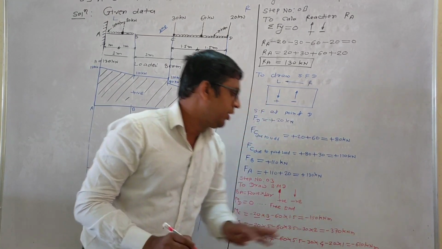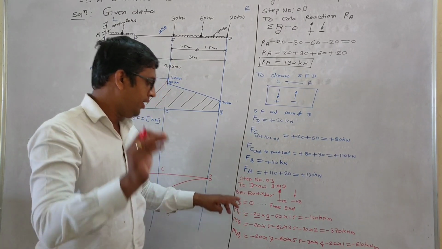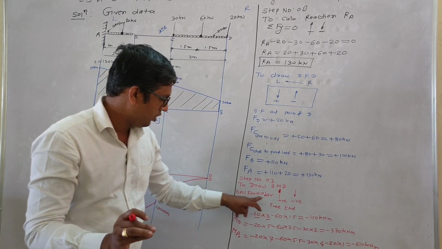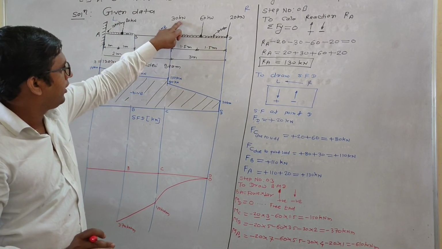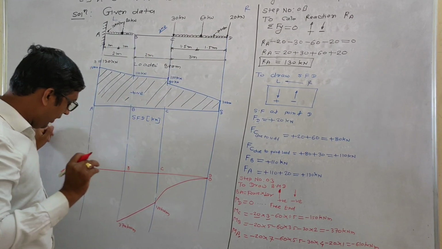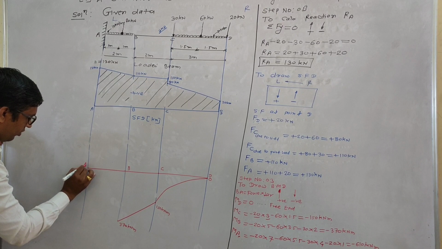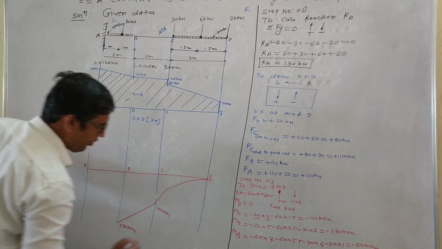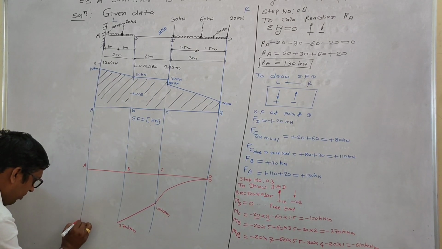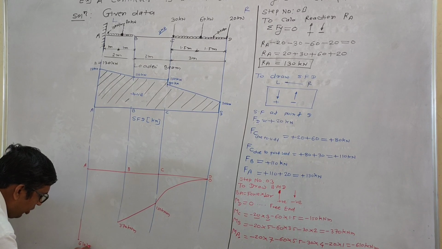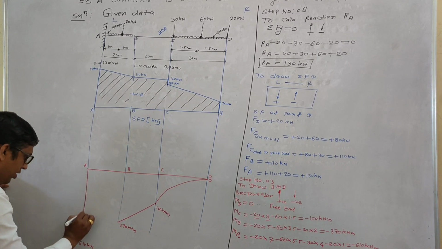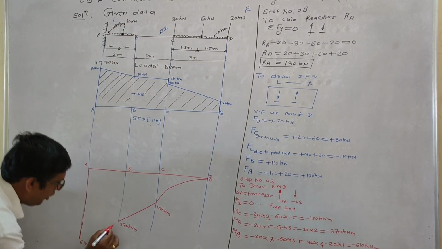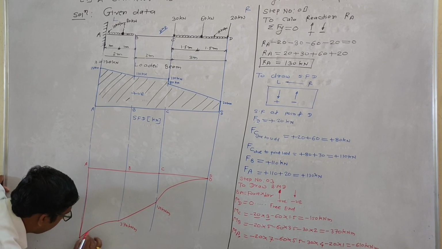Why kilonewton meter? Because bending moment means what? Force into perpendicular distance. Force is in kilonewton and distance is in meter. Clear? Again, this is your A. 0, 100, 370. Last one, our answer is 610. Then take it below. 610 kilonewton meter. Between A and B there is a UDL, so again you have to draw the parabolic curve.